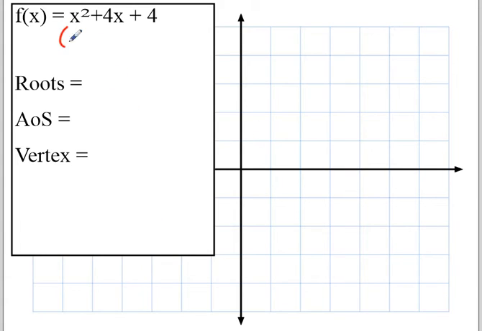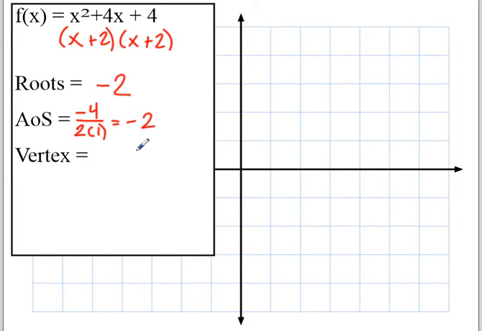I get x plus 2 and x plus 2, which means that my root can only be negative 2. So this problem only has one root. We'll see what happens with this once we get it onto the actual coordinate plane. Axis of symmetry is negative b, so this would be negative 4. No negative follows the 4 this time. Over 2a, which is 2 times 1. Negative 4 divided by 2 is negative 2.